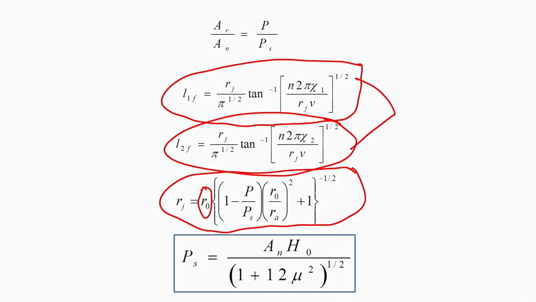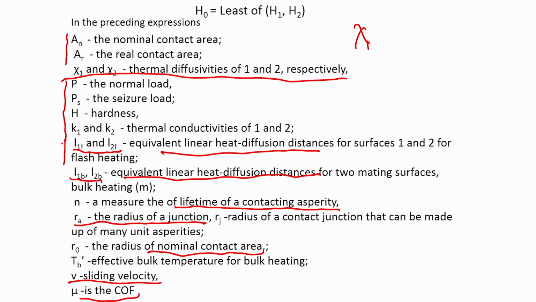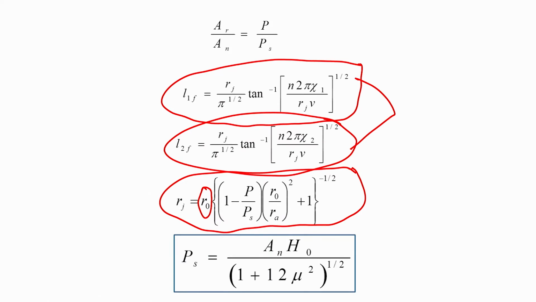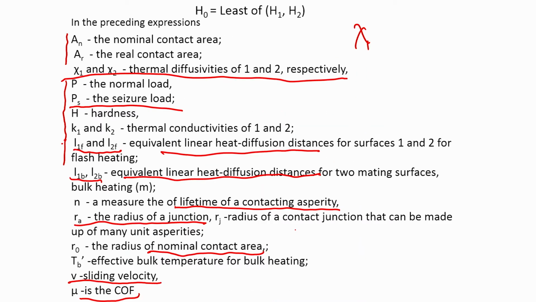RJ is nothing but R0, your actual contact radius, into 1 minus P upon PS, and what is PS? PS is defined as the seizure load. Seizure load means the load at which these materials seize at the contacting surfaces. R0 by RA squared plus 1, and then finally that PS, the seizure load, one can calculate by this particular equation where PS is equal to AN H naught divided by 1 plus 12 mu squared to the power 1 by 2. What is H naught? H naught is again defined as the hardness, the least of H1 and H2.